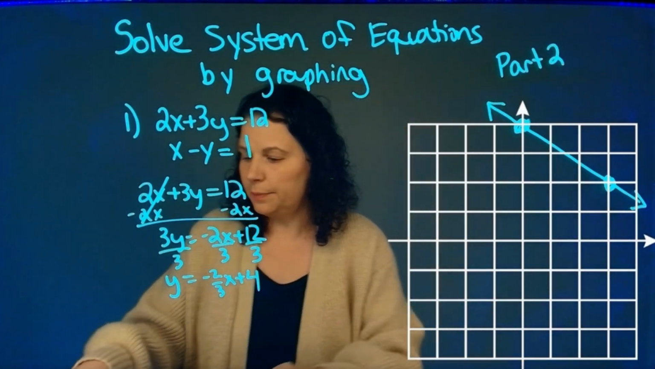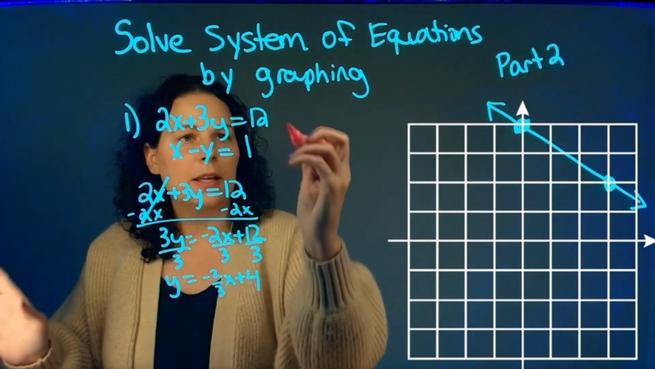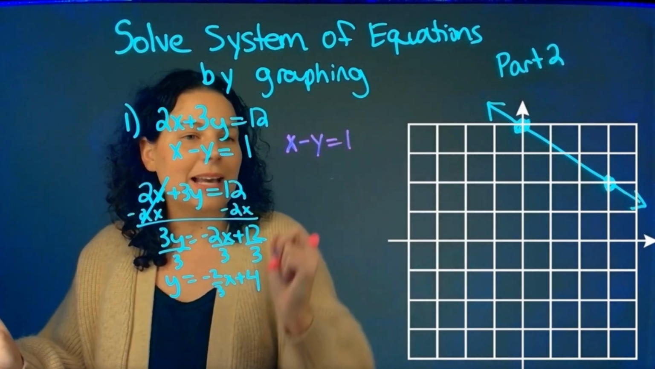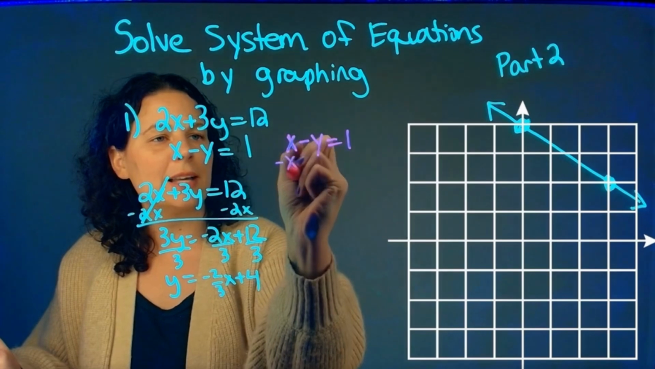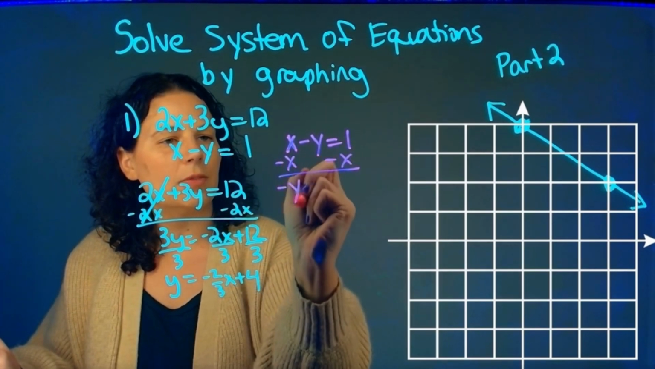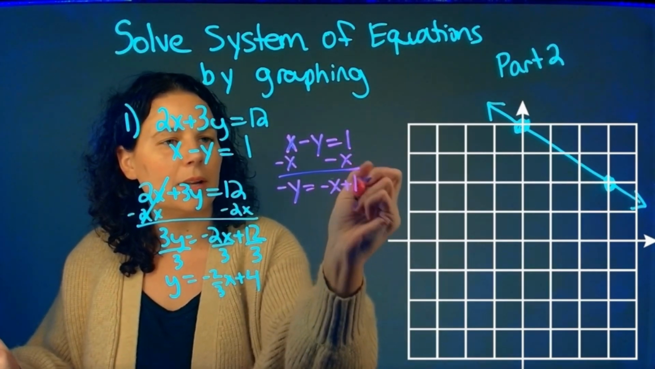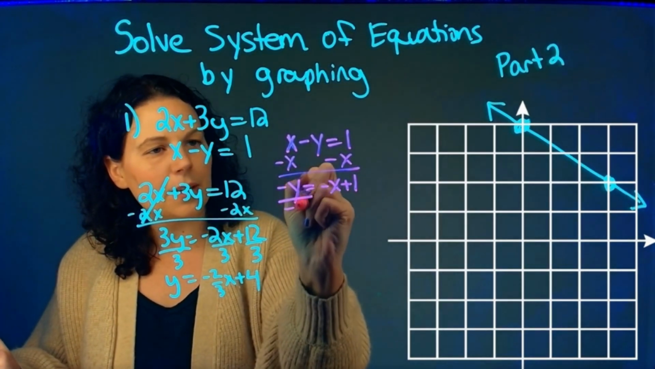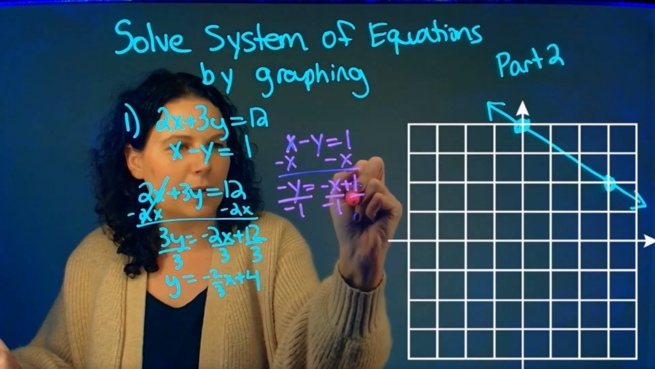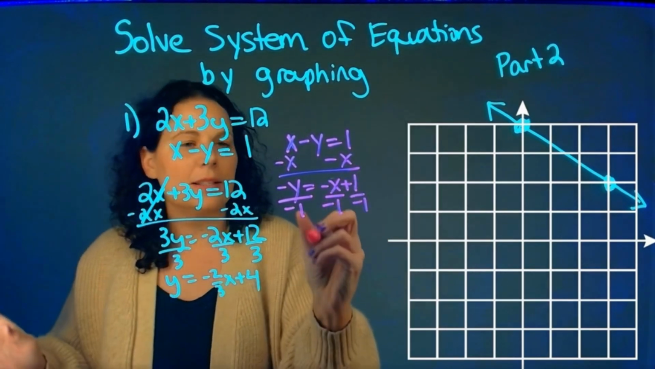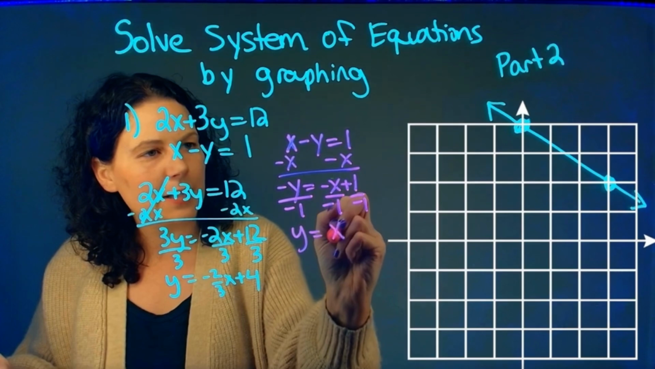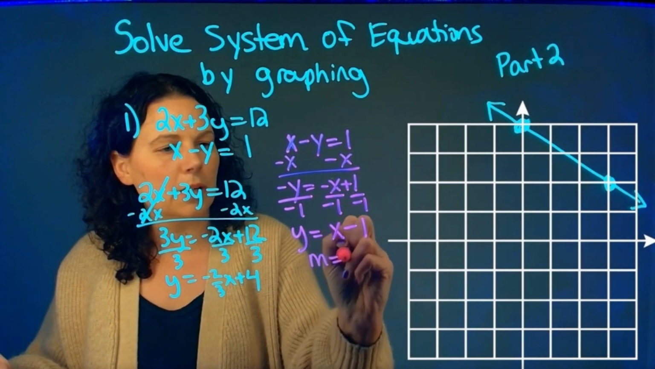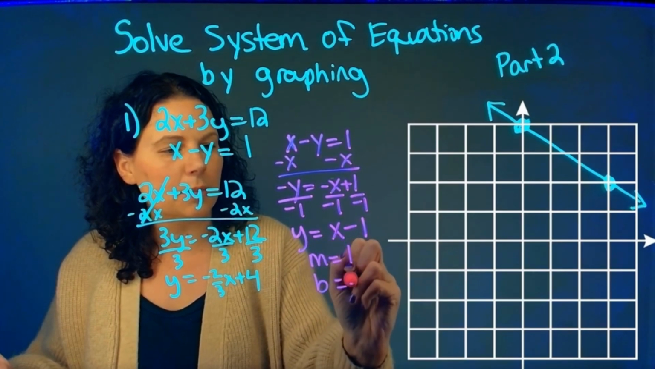Now let's look at this other one. I'll do it in pink. x minus y equals 1. Get the y by itself. Subtract x from both sides. Negative y equals negative x plus 1. There is still a negative in front of that y. Divide everything by negative 1. Multiply everything by negative 1. Either way you look at it, it's the same thing. Y equals x minus 1. So the slope here is 1, and my y-intercept is negative 1.